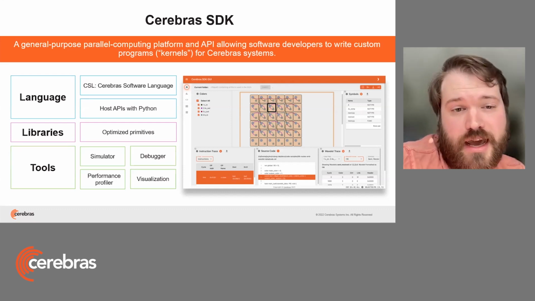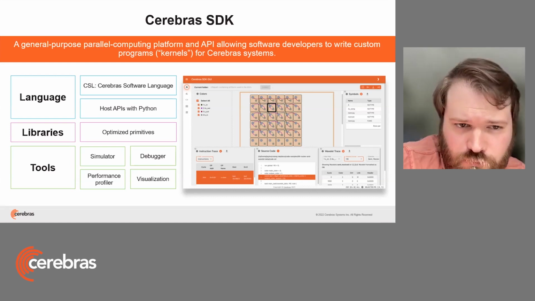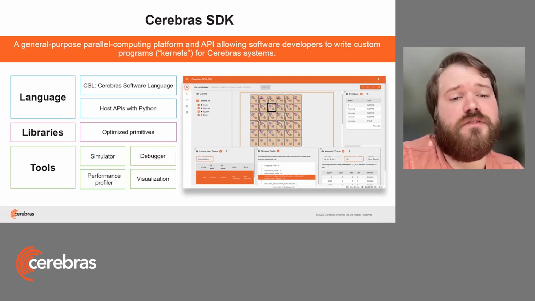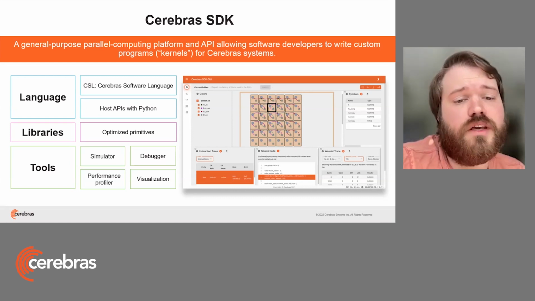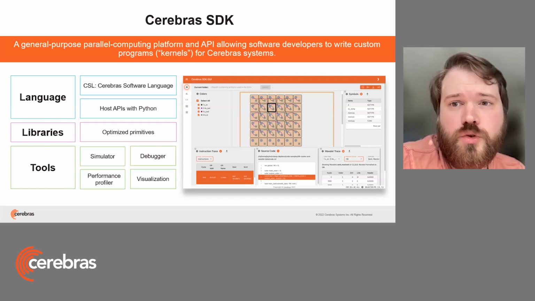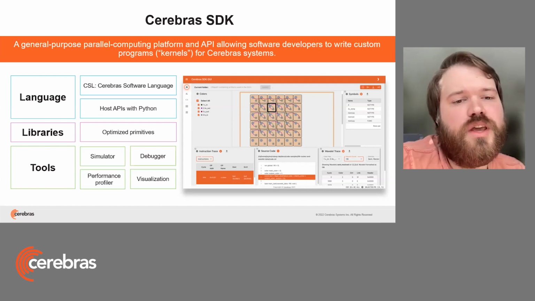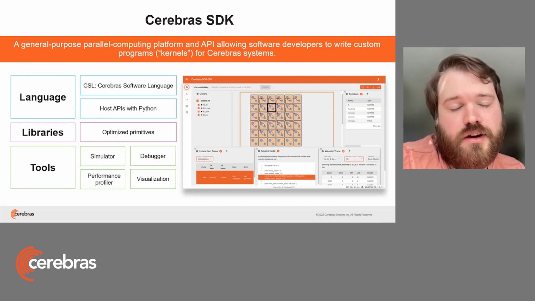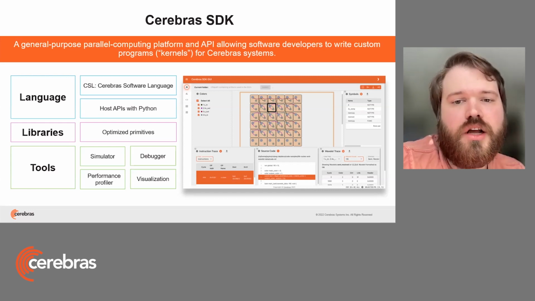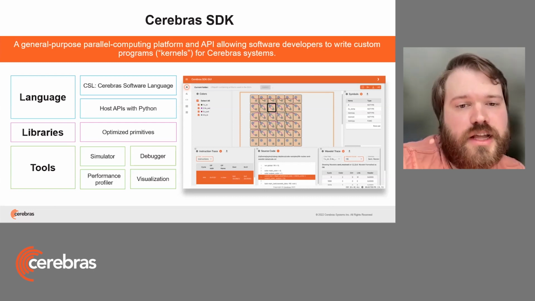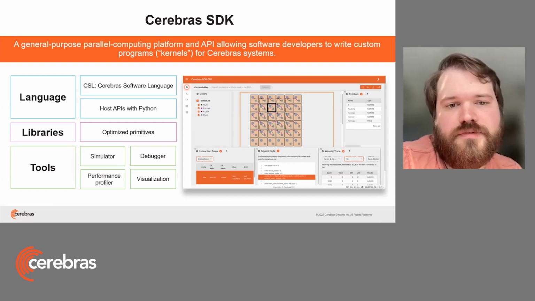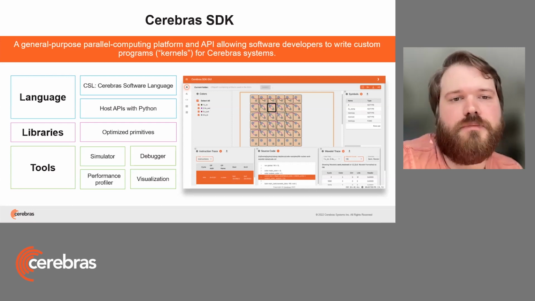We have host APIs that are in Python currently, with C++ support coming in the future. A whole bunch of libraries and optimized primitives, which are constantly growing and evolving. And on the tools side, we have a debugger and a visualizer tool in particular, which you see on the right here, and our simulator, which allows you to do a lot of development not even on an actual CS2 system, but just on your desktop computer.